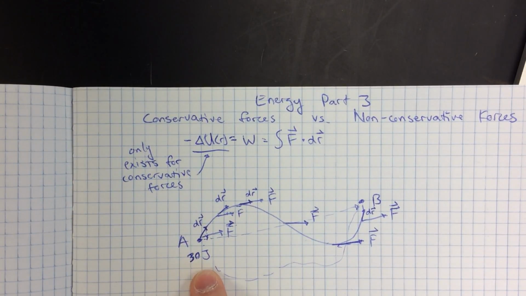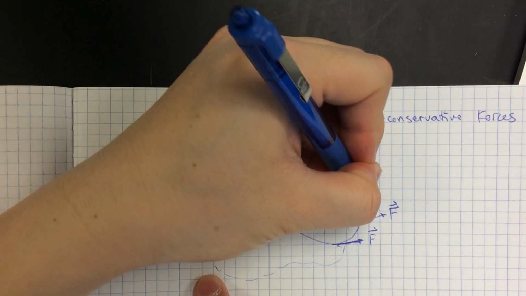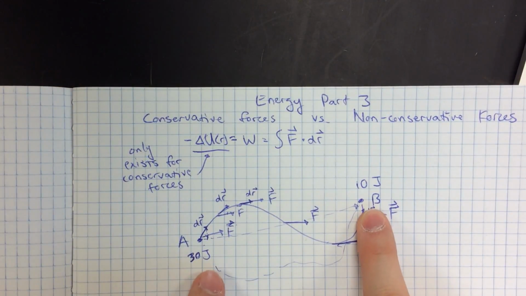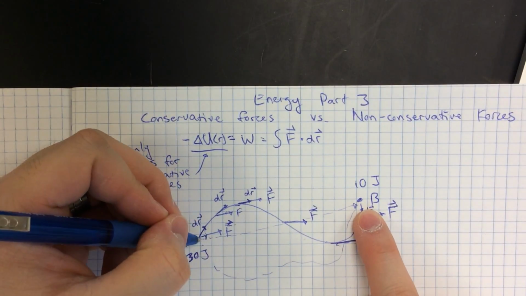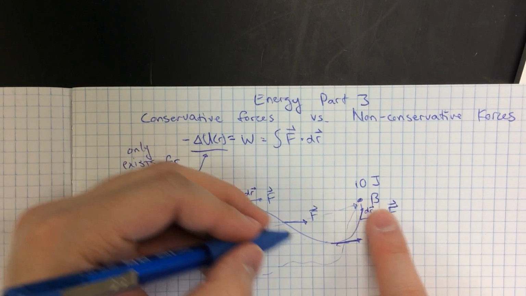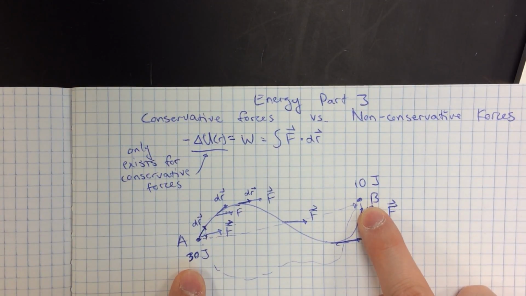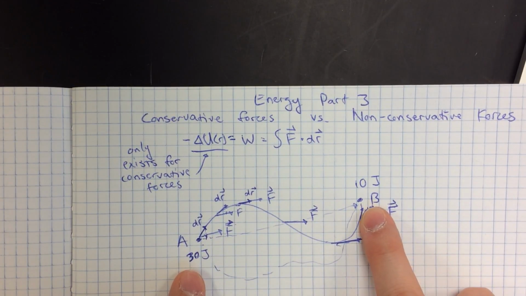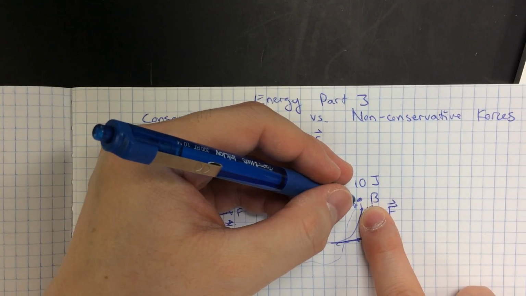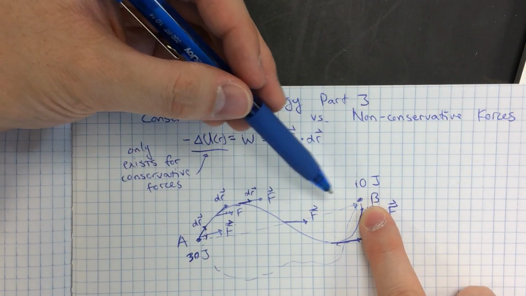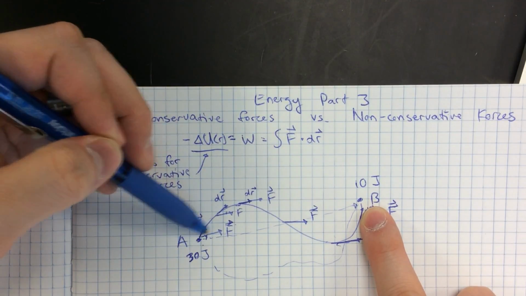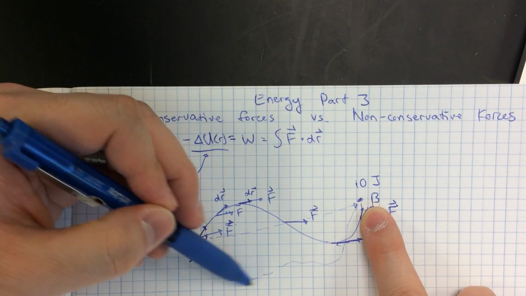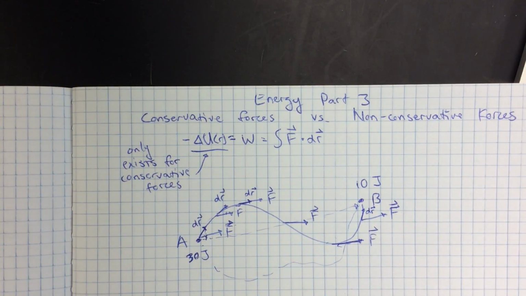So you can have 30 joules of potential energy here, and 10 joules of potential energy over here, and this is just an example. But the idea is, if this object were to take this path, the potential energy that it loses from here to here would be 20 joules, whether it went up and down, or straight across, or it went down here and here.